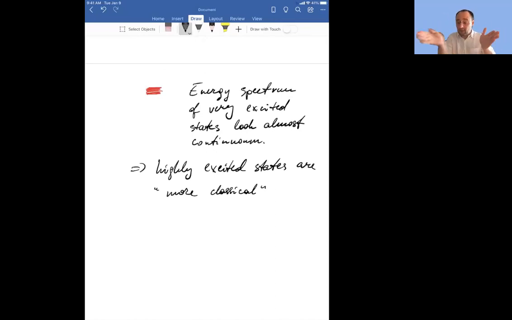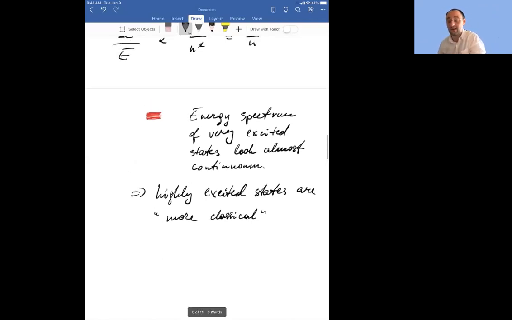For a particle in a pinball machine, it can have any energy, 13 joules, no problem. 13.012 joules, no problem. 13.012345 joules, you got it. Quantum mechanics, not so much. You can have either E1 or E2, but nothing in between. But for very excited particles, it's almost a continuum spectrum. Not really. There's still spacing between, there's still energies that are not allowed, but relative to the energy itself, the spectrum looks more and more continuum.